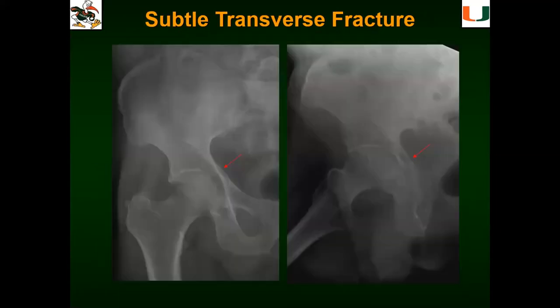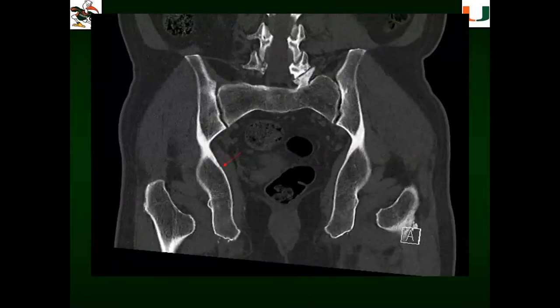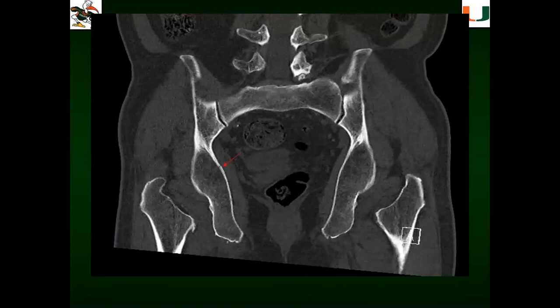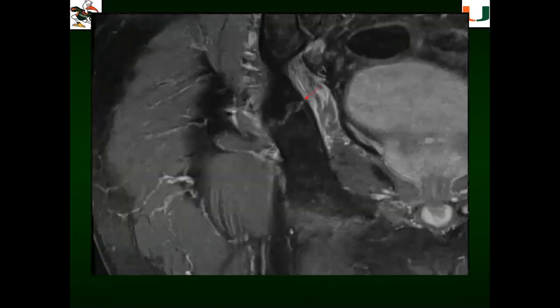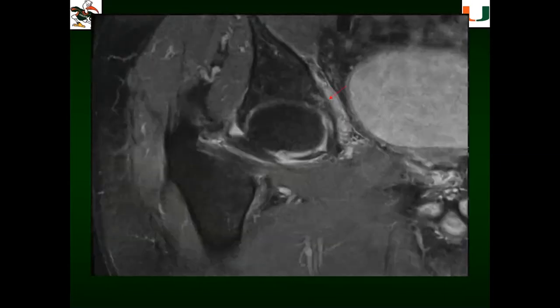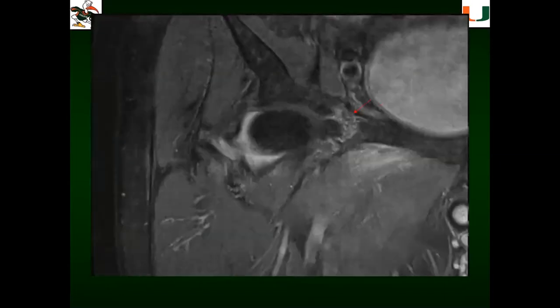And these tend to be very subtle. In this case, this was missed. This is an older osteoporotic patient with a low energy trauma. They were just having hip pain. There was no history of high energy trauma. And so initially this was missed. It's a very subtle fracture, but a CAT scan was done where we could see it. It was non-displaced. And then finally the MRI was done as well that showed the non-displaced fracture. This patient obviously was treated conservatively and did fine.